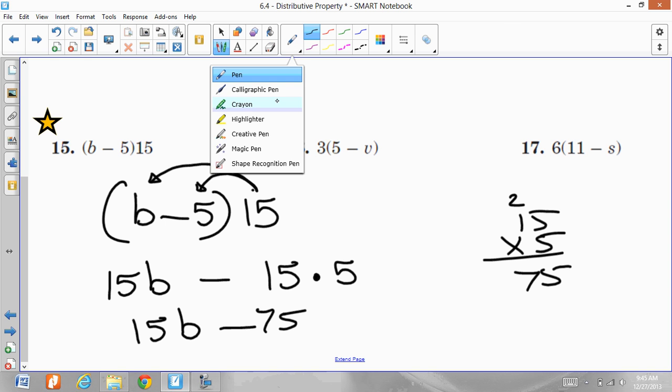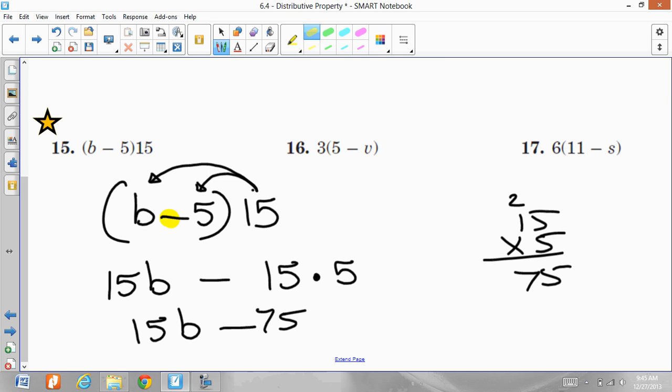So you have to be cautious about two things. Number one, the minus on the inside tags along all the way to the answer. And the 15 goes for the b, the 15 goes for the 5. This is your BA, BY. So 15 goes for the first one, 15 also goes for the second one. And keep in mind that 15 multiplies your 5.